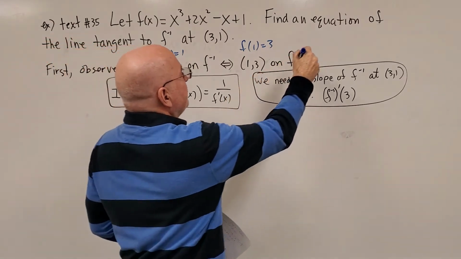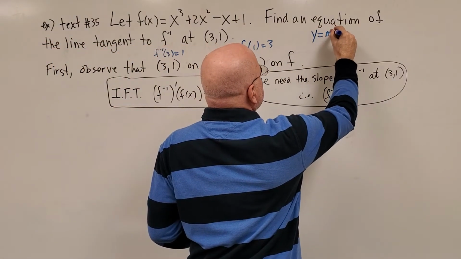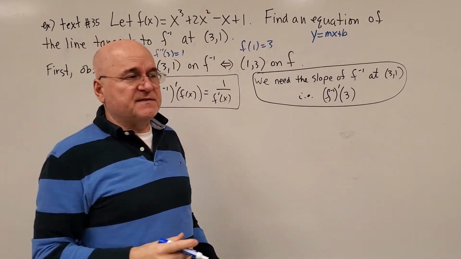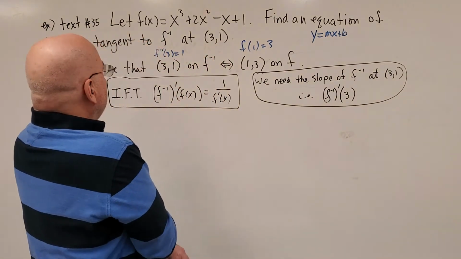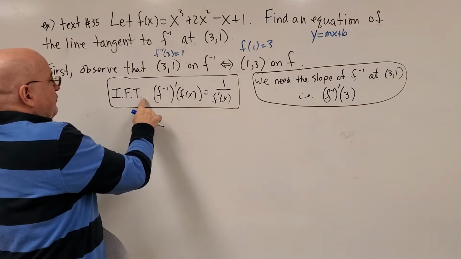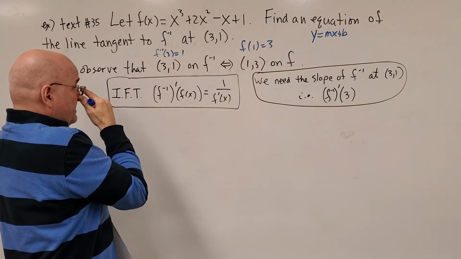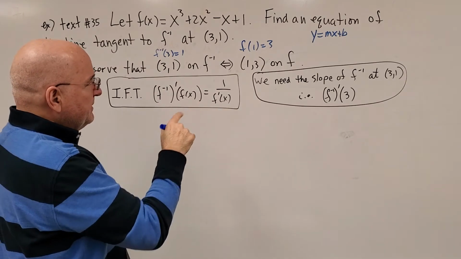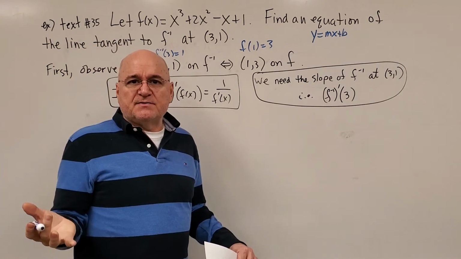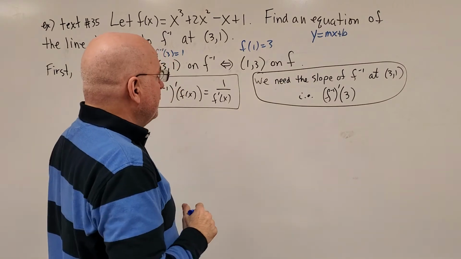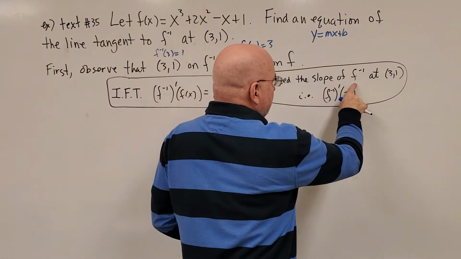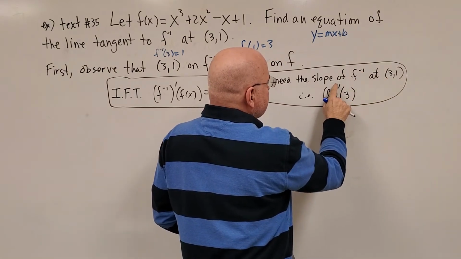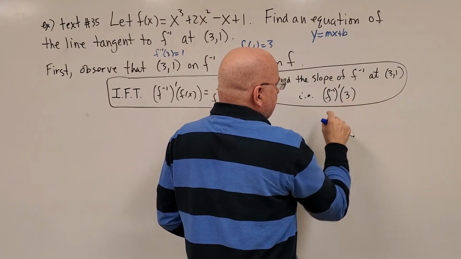Well, the equation, we're going to just write it in slope-intercept form. So all we need is m and b. We need the slope and the y-intercept. Well, I reminded us of what the inverse function theorem says. Here's the formula for it. And I made a note here that the first thing we might as well get is the slope m. So we need the slope of f inverse at this point, which means we need f inverse prime evaluated at 3.